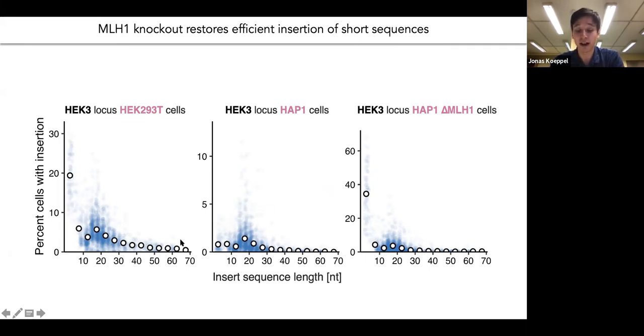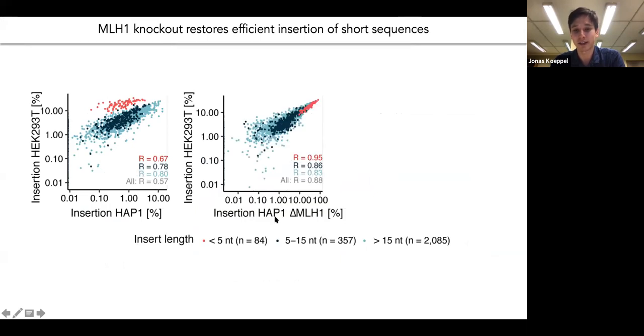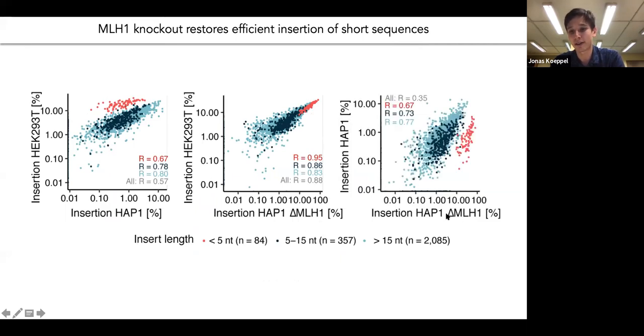So with this, I think we understand what causes the differences between these length-to-insertion patterns. And we can again look at the scatter plots. We have this island here when we compare the wild type cells. And then if we take the HAP1 cells that are MLH1 knockout, you can see how all the sequences align very, very well between the 2 cell lines. In fact, the correlation is as good as the correlation between replicates. And then we can also compare the HAP1 cells that are knockout for MLH1 to the wild type HAP1 cells. And now we can see that, again, the short sequences insert much better in the MLH1 knockout cells.